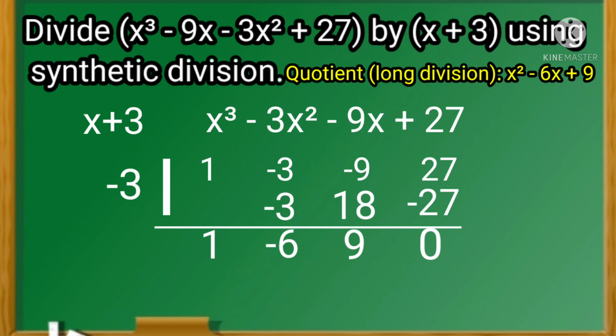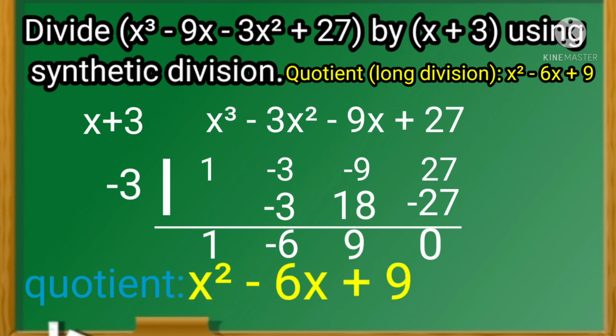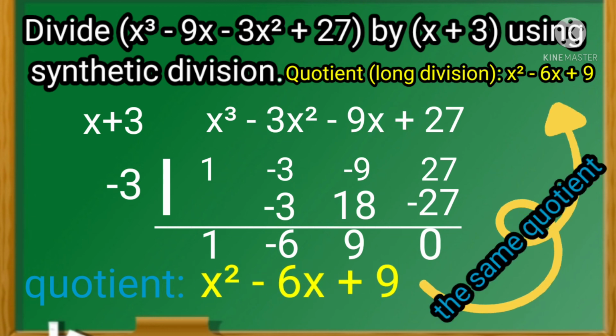But how to write our answer? The degree of the quotient is 1 less than the degree of the dividend. So if we go back to our example, in our dividend, the highest exponent is 3. So therefore, in our answer, we will start at the exponent of 2. Thus, the quotient is x squared minus 6x plus 9.